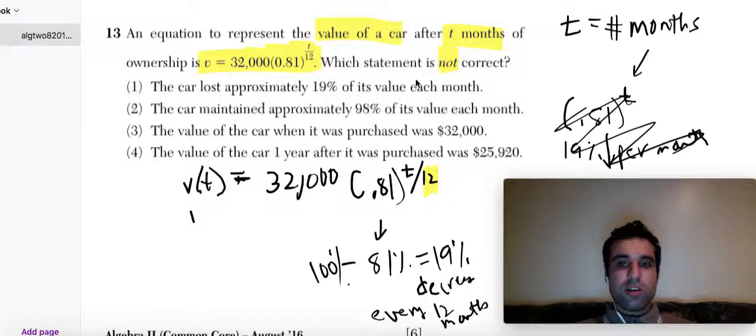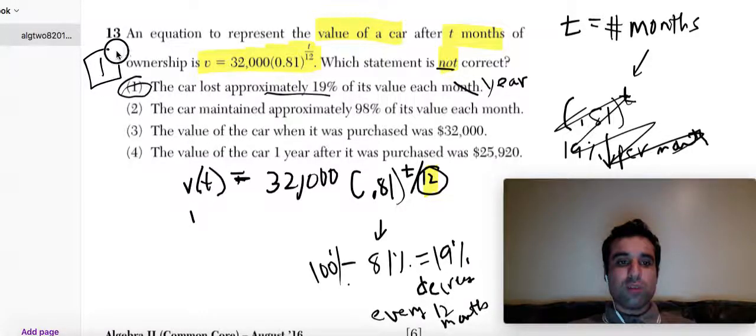So which one's incorrect? Choice one: the car lost approximately 90% of its value each month. No, it lost 19% of its value every 12 months, or every year. So choice one is not correct, and we know our answer is choice one. Now let's just look at the other one. Choice two: the car maintained approximately 98% of its value each month.